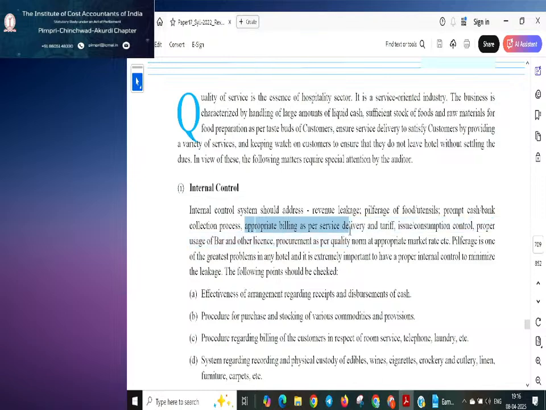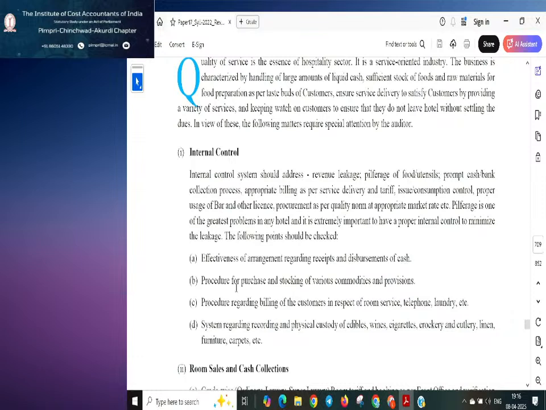Appropriate billing as per the service delivery and tariff, that is very important, because apart from the accommodation, if they order something, that is the room service, how it is billed and at what time the payment is collected and all those things, how the bill is prepared and how it is kept track of. Issue or consumption control, proper usage of bar and other license. Yeah, sometimes the hotels come with an attached bar, so is there a proper license for the same? Procurement as per quality norm at appropriate market rate, etc. So the procurement, let it be the bar or let it be the restaurant, everywhere the procurement process is very, very important, that needs to be checked out.